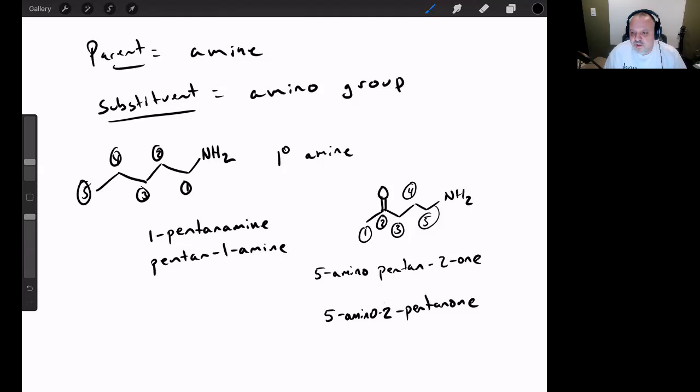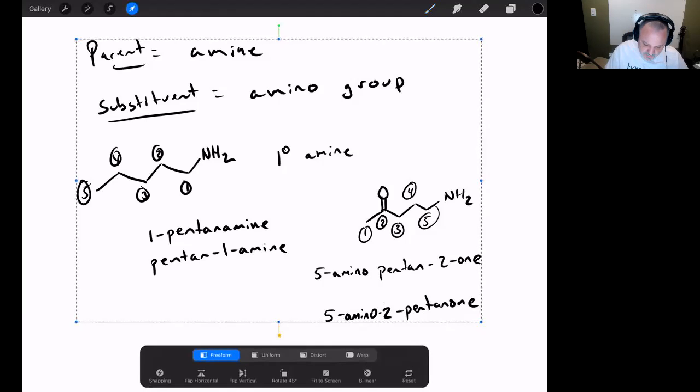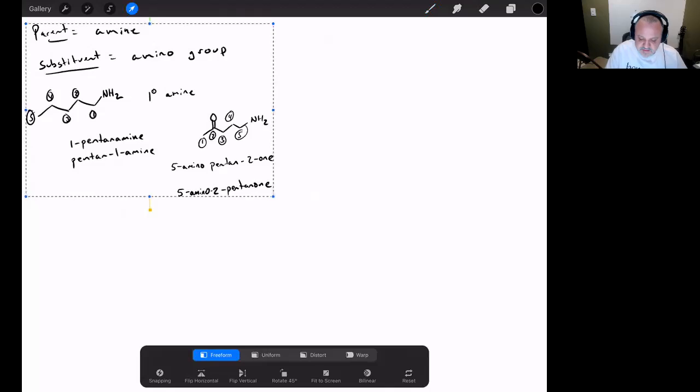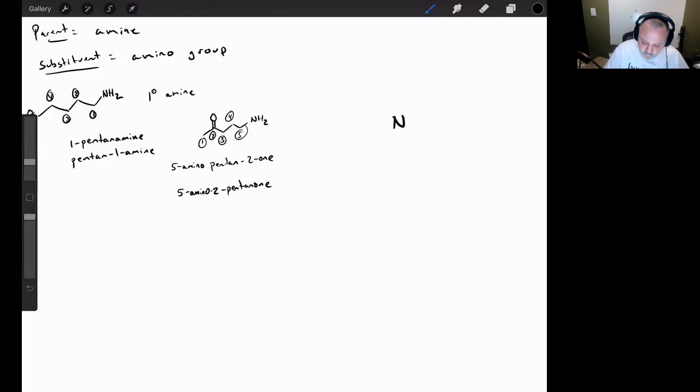Okay, so that's a primary amine. Let's take a look at a secondary amine, because if you have a secondary amine, then you have more than one carbon attached to the nitrogen. And so it just becomes a little bit more of a challenge to sort out what's the parent group and what's the substituent group. Well, you won't be surprised to find that we're going to use the same method that we have before, and we're going to count the longest carbon chain. That's going to be the parent. So the longest carbon chain in this case is 1, 2, 3, 4, 5.